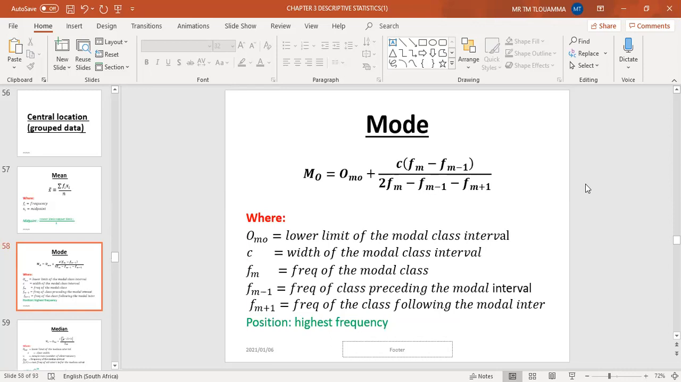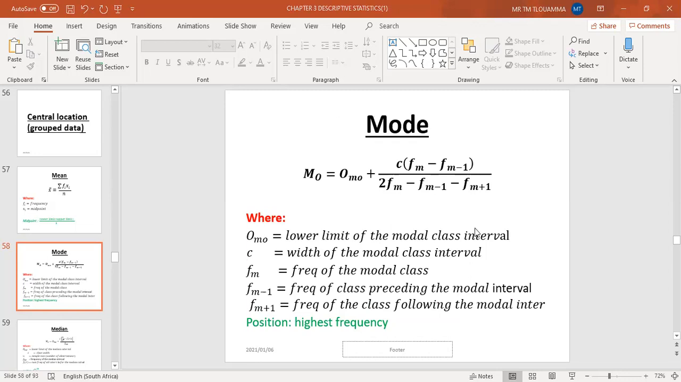Then with the mode, it is the number which appears the most, right? From the previous explanation on the ungrouped data, we said that this is the number which appears most frequently in your data set.